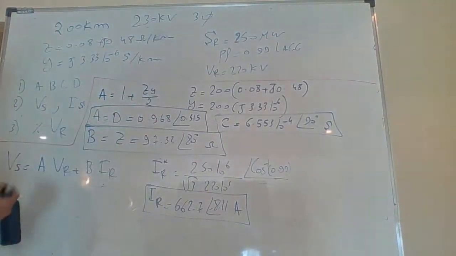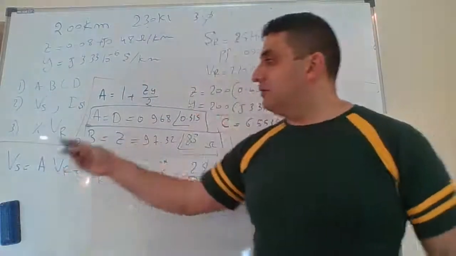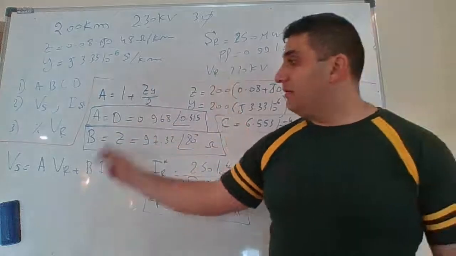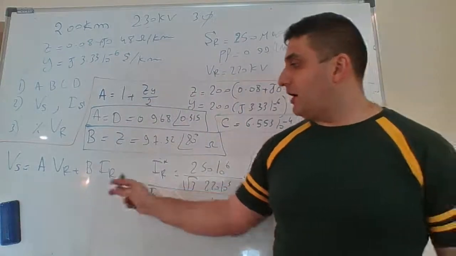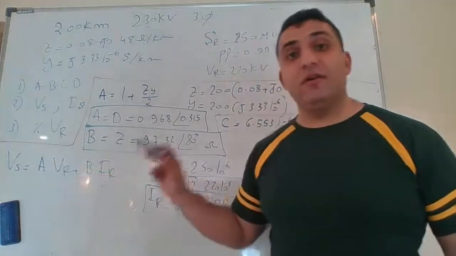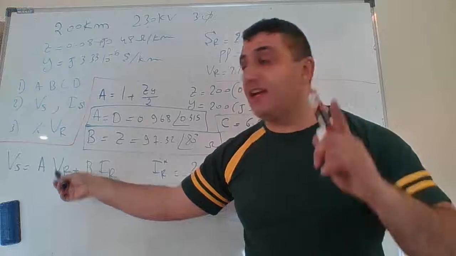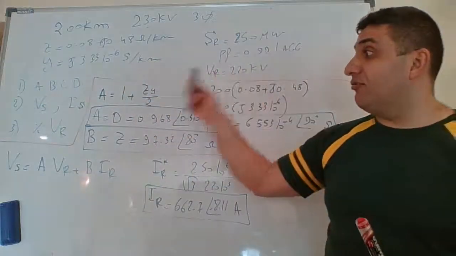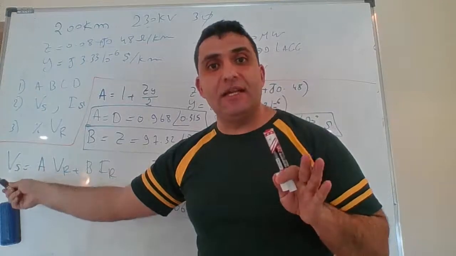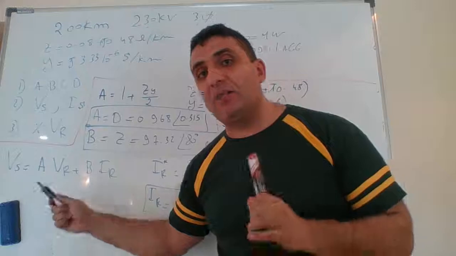So now A is known to me. VR is known to me, and B is already calculated. IR has now been calculated. All I have to do is put them down. I have to be careful. I have to put VR into phase. So VR is 220 kilovolt divided by root 3. I end up with V sending line to neutral, and then multiply by root 3.